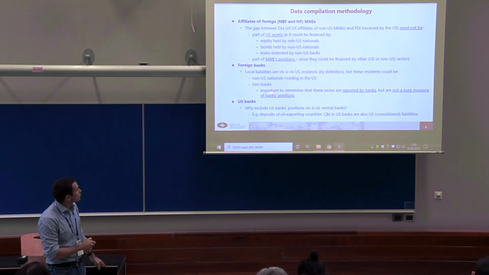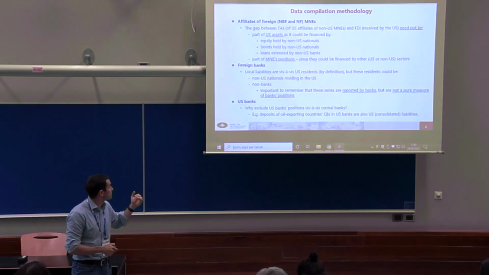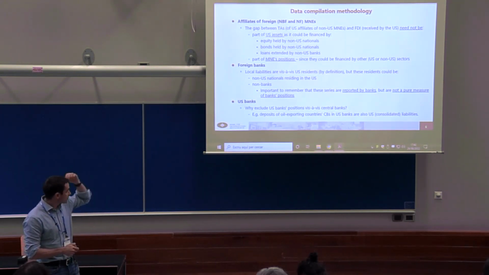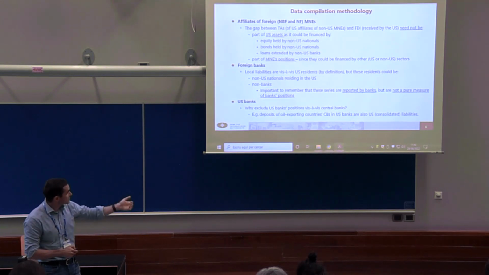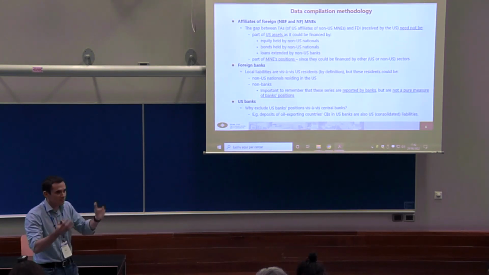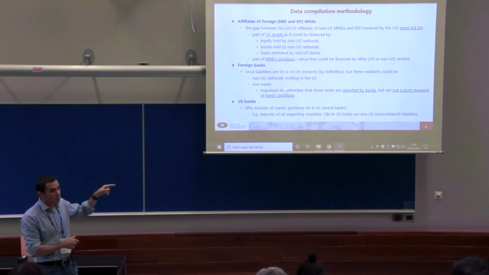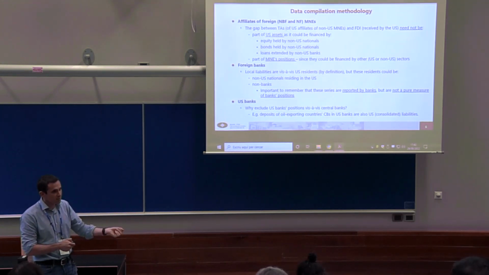Then a couple of points on banks. They're not as crucial, but the first could more directly affect your main results, and these two could affect them indirectly. You're taking the local liabilities vis-a-vis US residents, but these residents could be non-US nationals. By definition they are in the United States, but they could be French nationals, or French banks, in the United States. They could also be non-banks. If you're taking the consolidated banking statistics on local liabilities, you don't have a sectoral breakdown. So that's another thing to keep in mind.